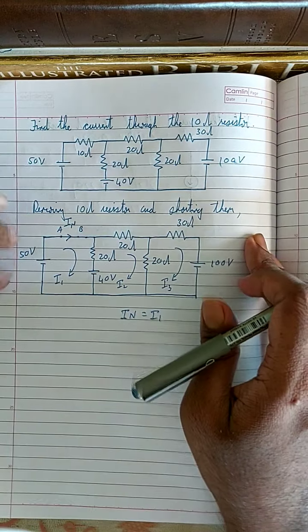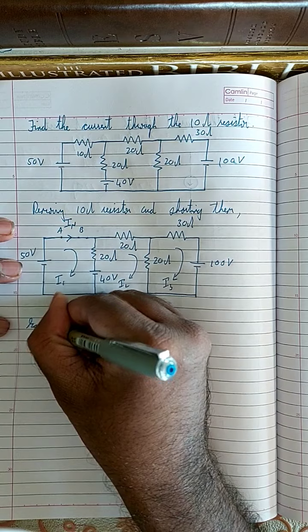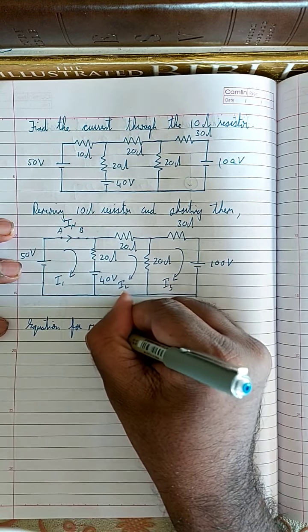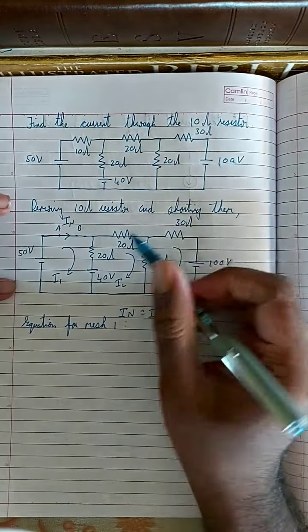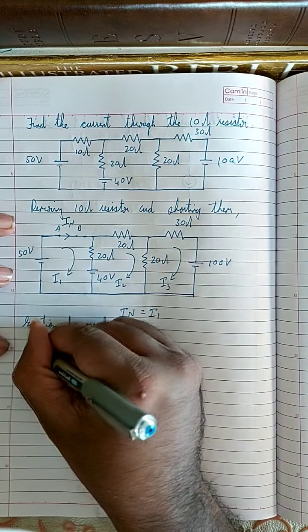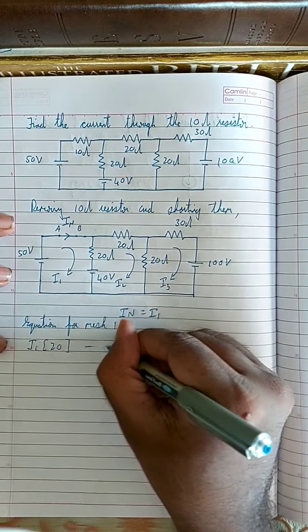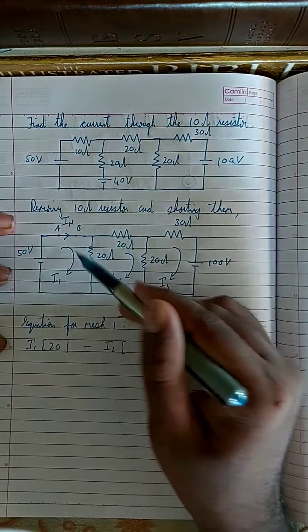Okay, so let me write the equation for mesh 1. Equation for mesh 1, let me see. Here I1 is touching only this resistor over here, right? So it is I1 into 20. Okay, and minus, and what about I2? I2 is also touching only the resistor. There is no other element over here, right?